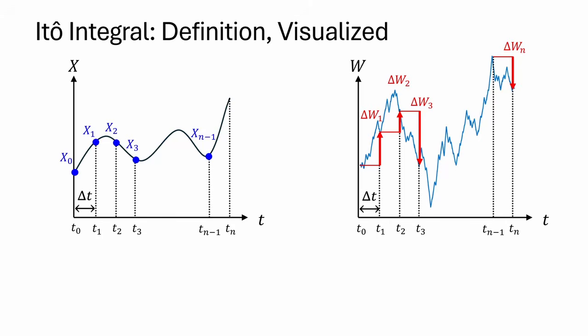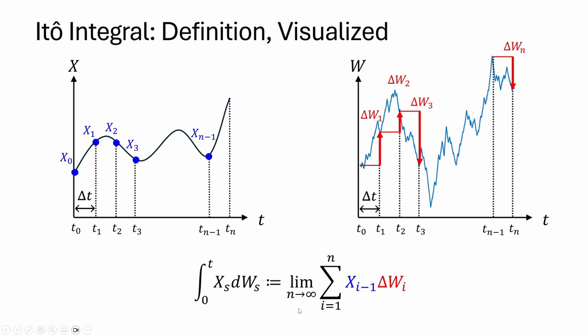And in each subinterval, we calculate the increments, delta w1, delta w2, and so on. And then we just calculate the weighted sum and take the limit. The integral from 0 to t, x_s dw_s, is defined as the limit as n goes to infinity of the sum, i from 1 to n, x_{i-1} times delta w_i. It all looks well and good, but we shall say something about the meaning of the limit here.